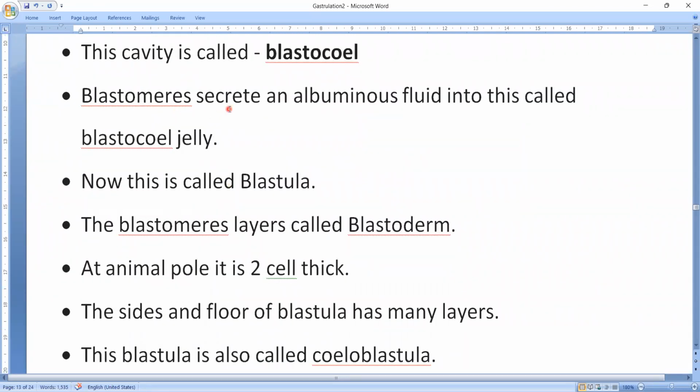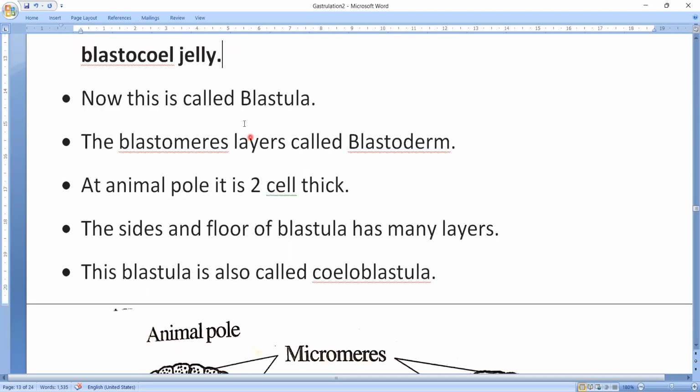Blastomeres secrete an albuminous fluid into this blastocele. That fluid is called blastocele jelly. Now that stage of the larva or the embryo is called blastula. The blastomere layers are called blastoderm.